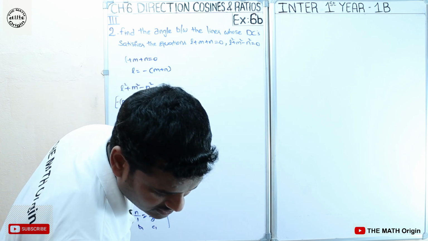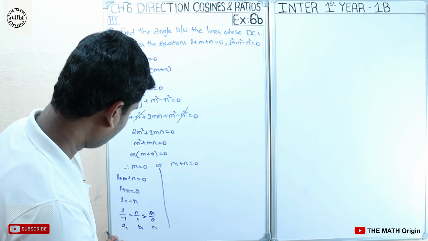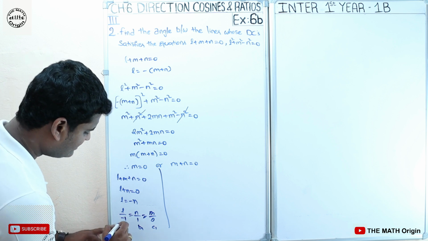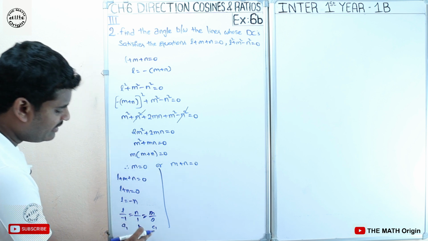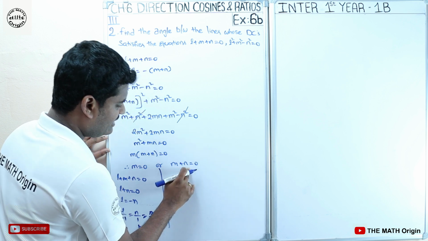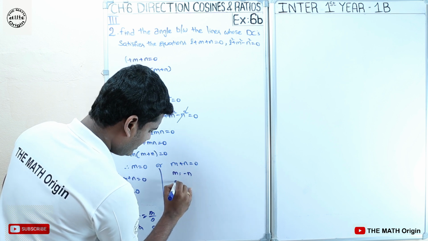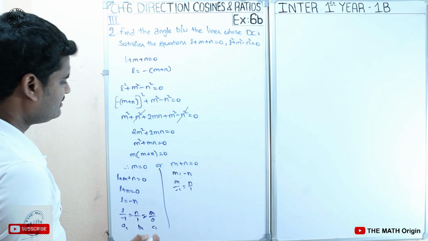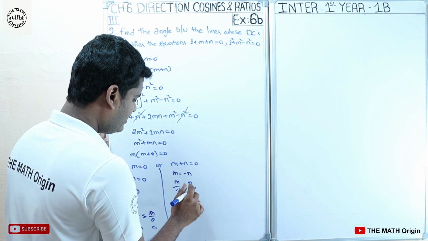Did we get it correct or wrong? Let's verify the values. L, m, n. Either L can be minus or n can be minus, no issues in that. Now let's take the other equation, which is m plus n equals 0. So I will write L equals minus n, m by minus 1 equals n by 1. L by minus 1 equals n by minus 1.